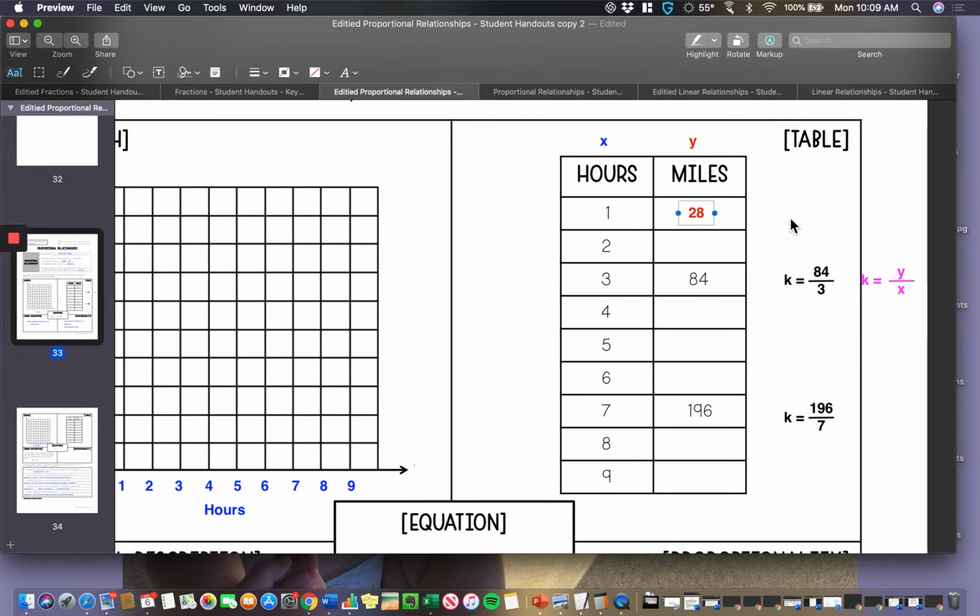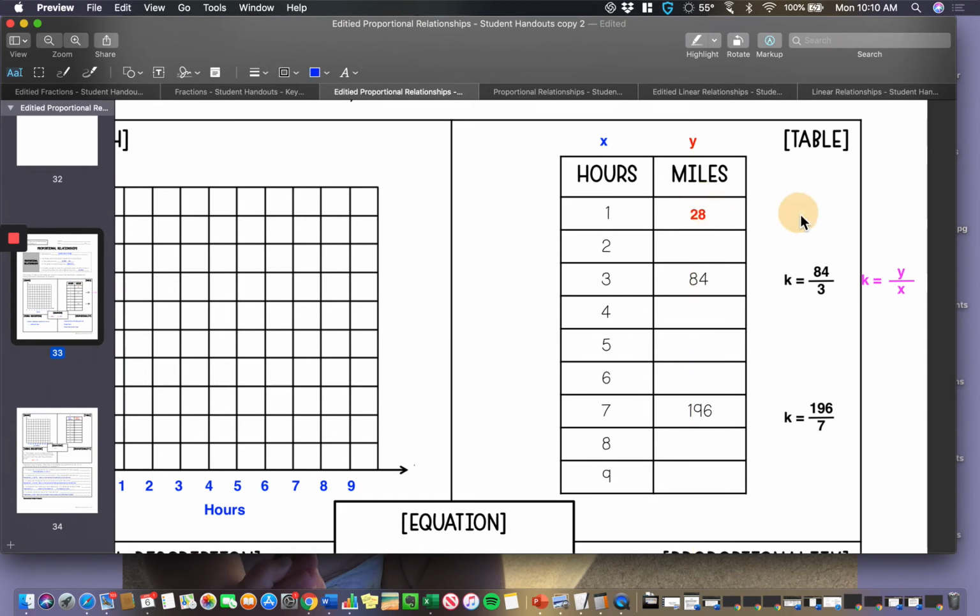Now, the other information they gave in this table was that he went 196 miles in 7 hours. If I want to find that constant rate, I can take 196 and divide it by 7. And again, I'm going to get an answer of 28. So I know that my constant rate for this deer is 28 miles per hour.